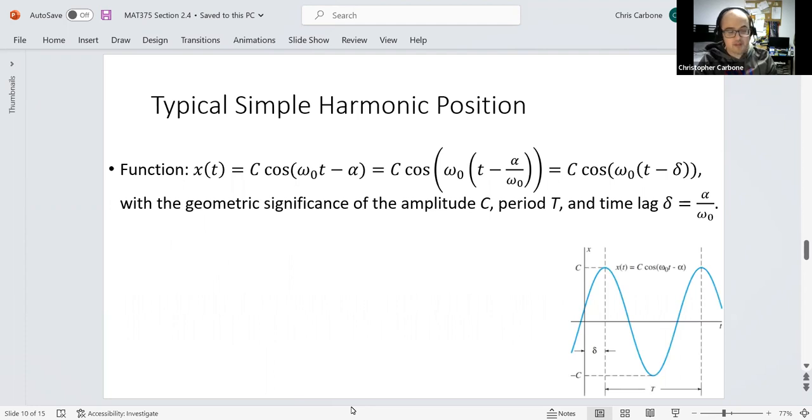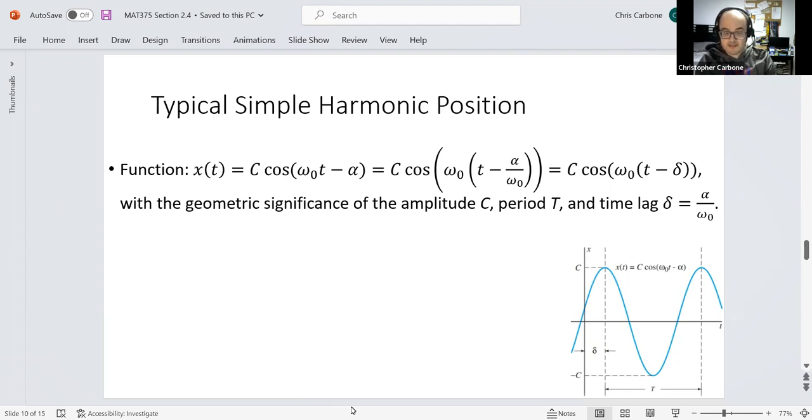So a typical simple harmonic position uses the function x of t is equal to c times the cosine of omega sub 0 times t minus alpha, to be c times the cosine of omega sub 0 times t minus alpha over omega sub 0. And that makes c times the cosine of omega sub 0 times t minus delta, with the geometric significance of the amplitude c, period T, and time lag delta, which would be alpha divided by omega sub zero.